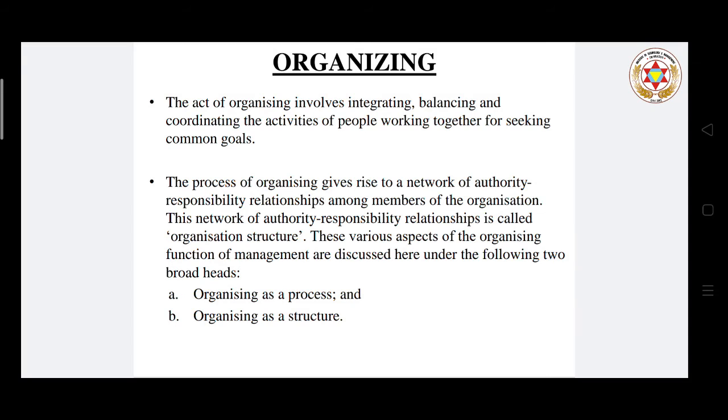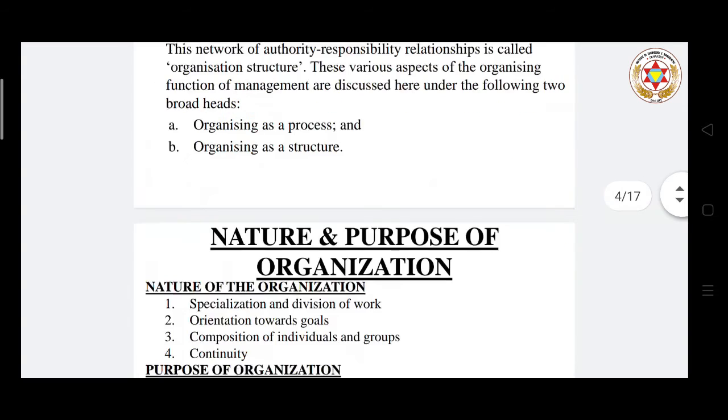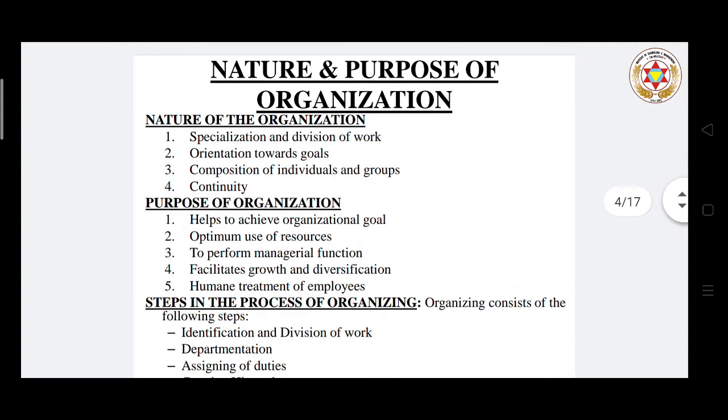Organizing involves integrating, balancing, and coordinating the activities of people working together for seeking common goals. It is the process which gives rise to a network of authority responsibility relationships among members of the organization, and this network is called organization structure. The various aspects of the organizing function of management are discussed under two broad heads, that is, organizing as a process and organizing as a structure.